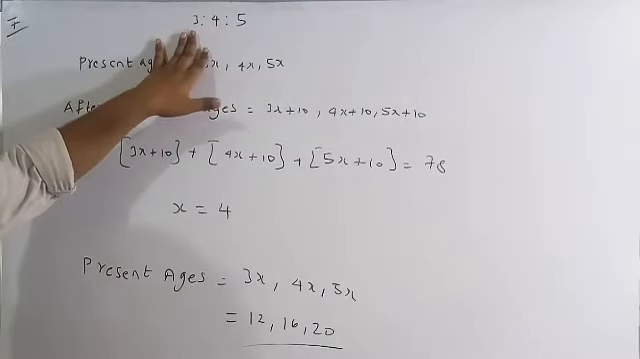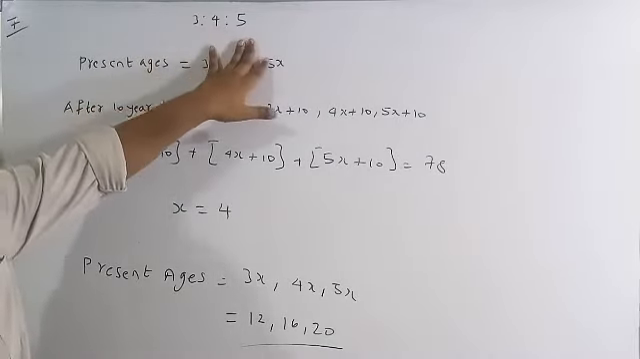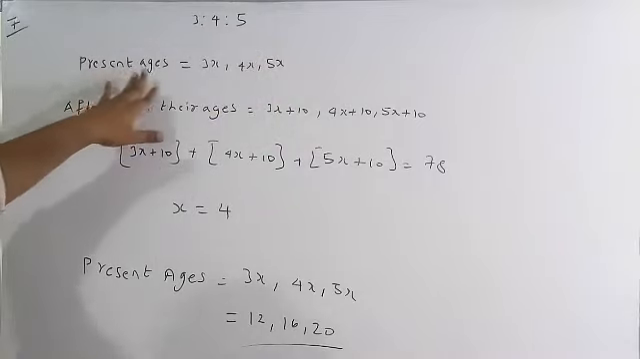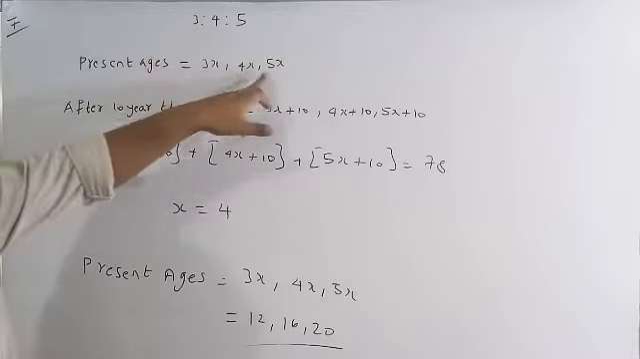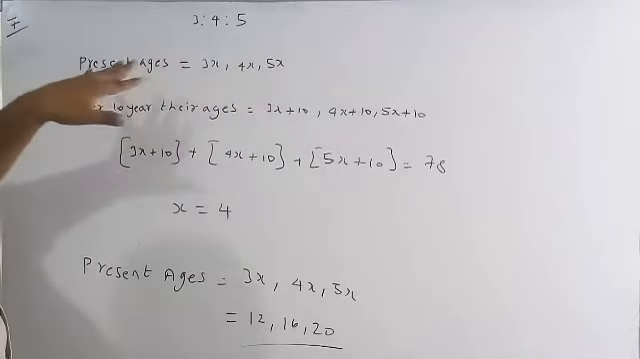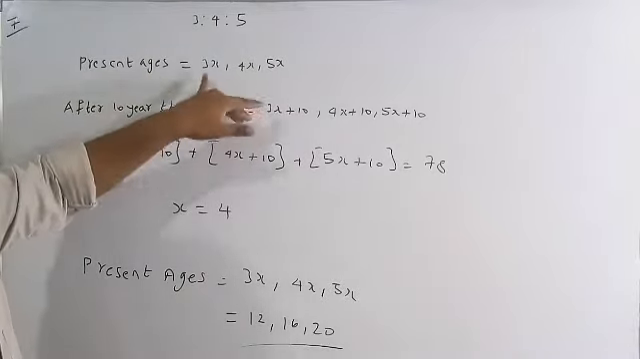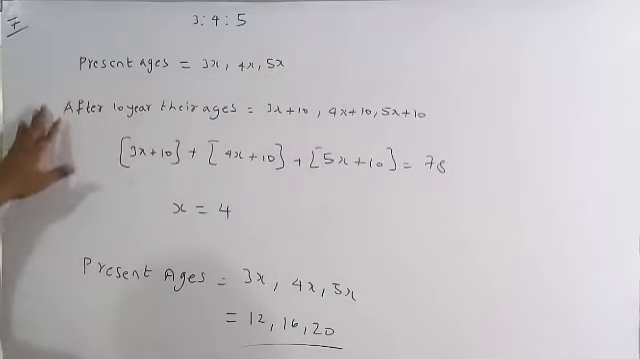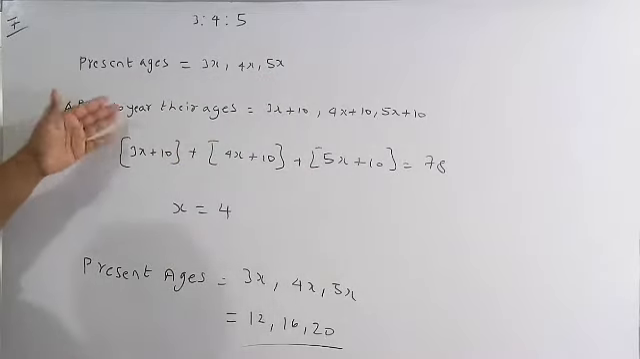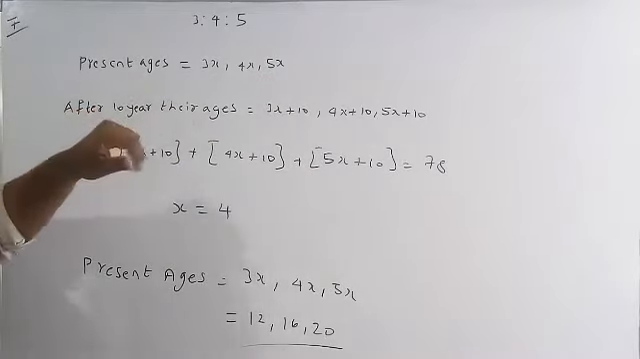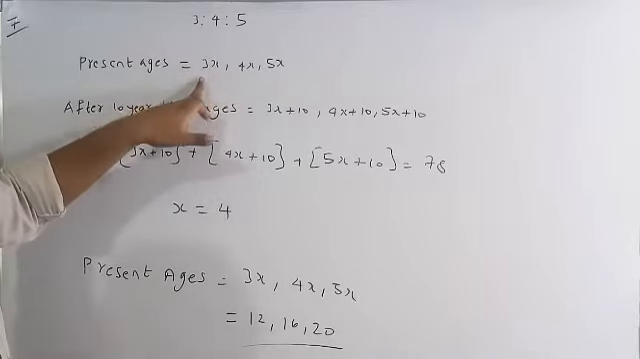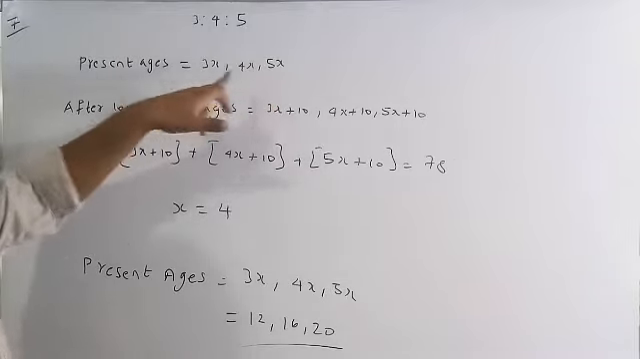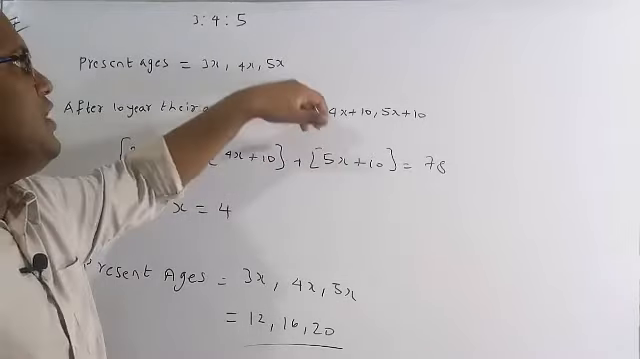So let's solve this numerical. The present ages of these three brothers are in the ratio 3:4:5. Therefore the present ages are 3x, 4x and 5x. Also, it is given that after 10 years their ages will be, so add plus 10 to all these ages. Therefore 3x plus 10, 4x plus 10 and 5x plus 10.